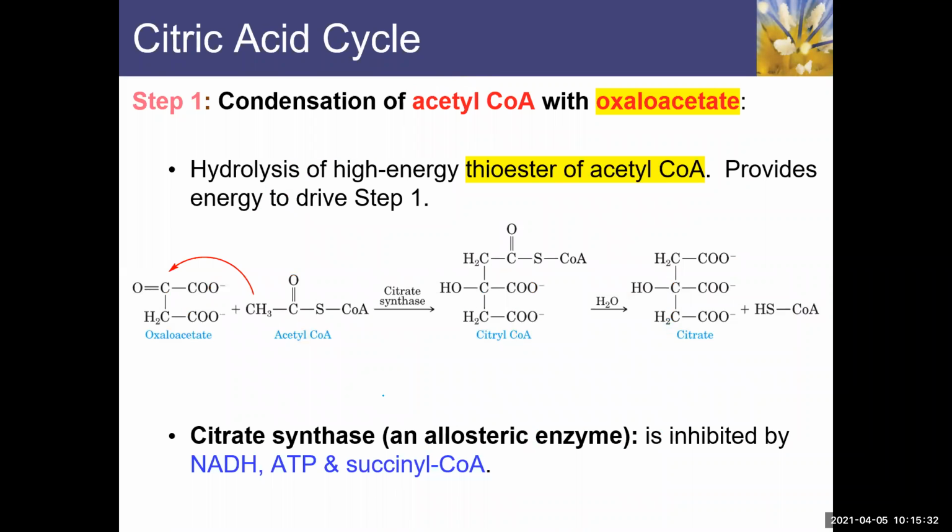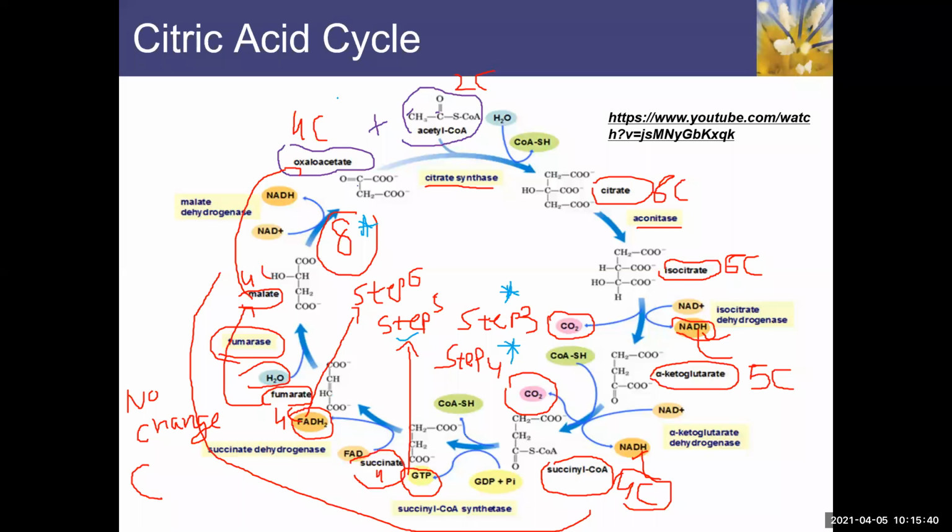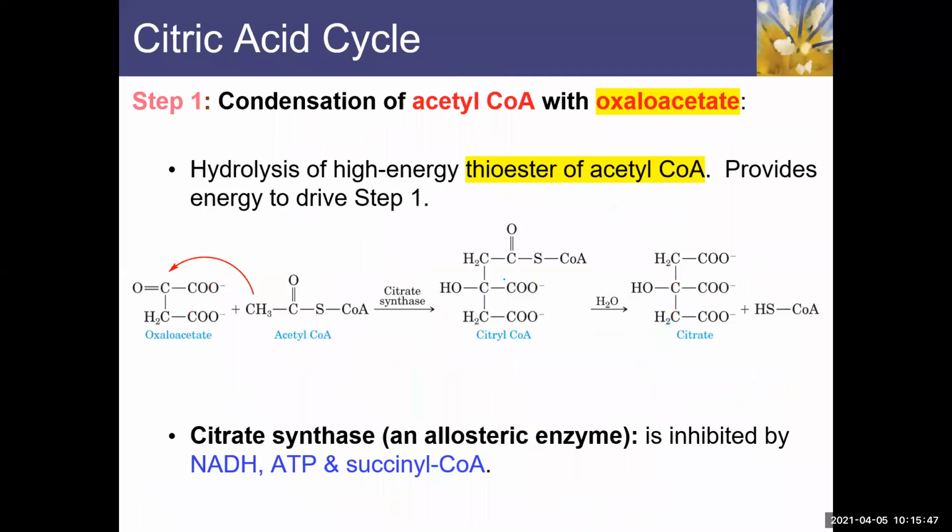So let's discuss the steps one by one. If you remember step one, what did we say in step one? We said that the 4-carbon compound oxaloacetate combined with acetyl-CoA, which is a 2-carbon compound, and we got citrate at the end. As you can see here, in this step we have the enzyme citrate synthetase. Anybody who can explain what is happening in this step?